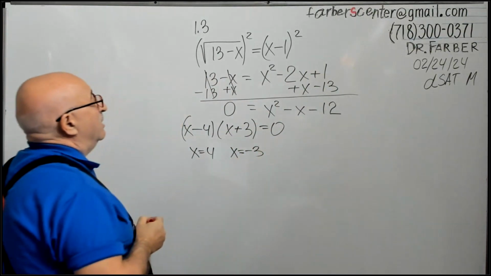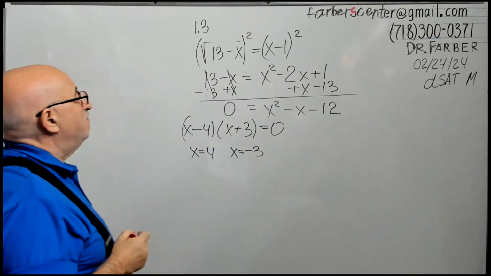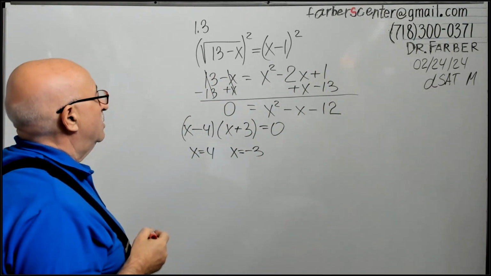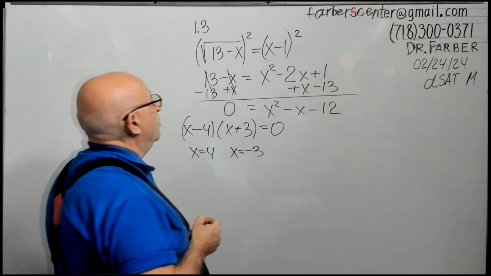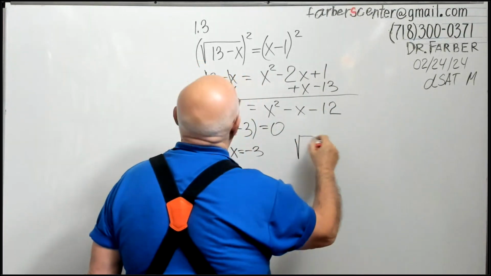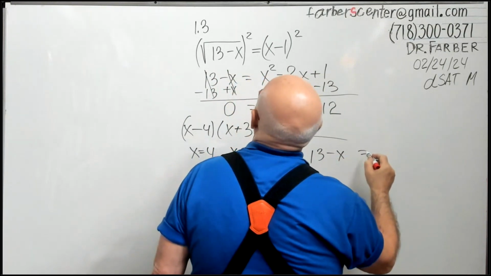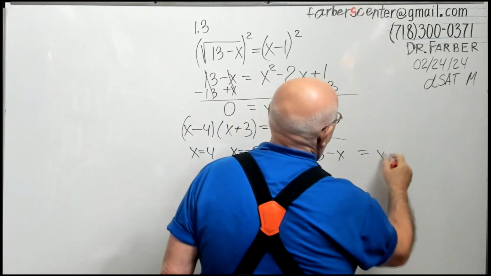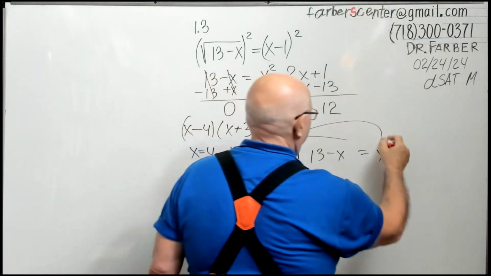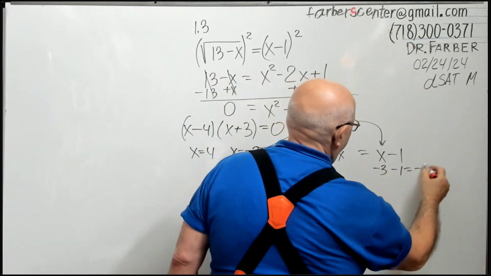But rule of thumb, when you have an irrational equation, we have one bottleneck here, extraneous solutions. So you have to check if they work or not. How to check? The original equation is the square root of 13 minus x equals x minus 1, and if you plug in negative 3 over there, you have negative 3 minus 1, which is negative 4.